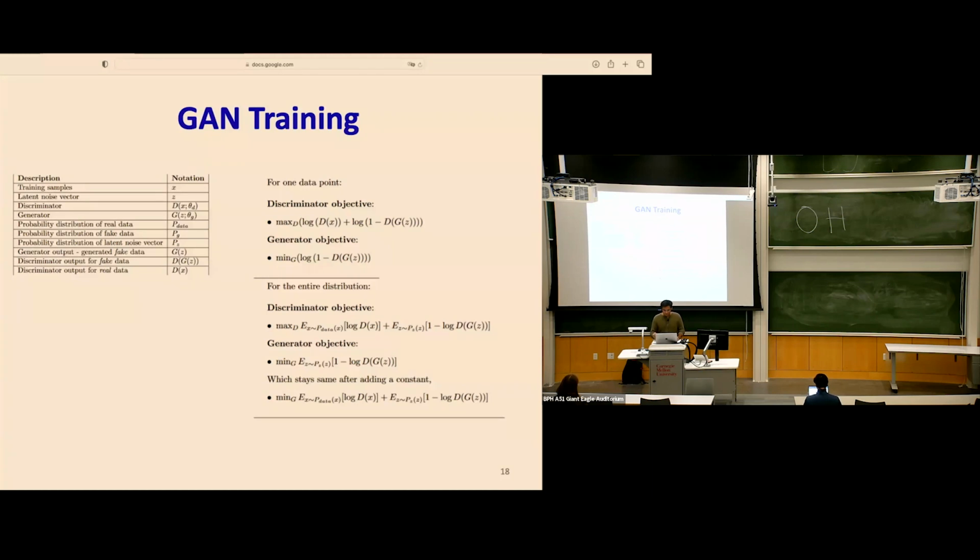And if we do the same over the entire distribution, we take an integral over it and we get the expectation, which is similar to the empirical risk stuff we've been doing since the first lecture. So we get our original objective that we saw a few slides ago.